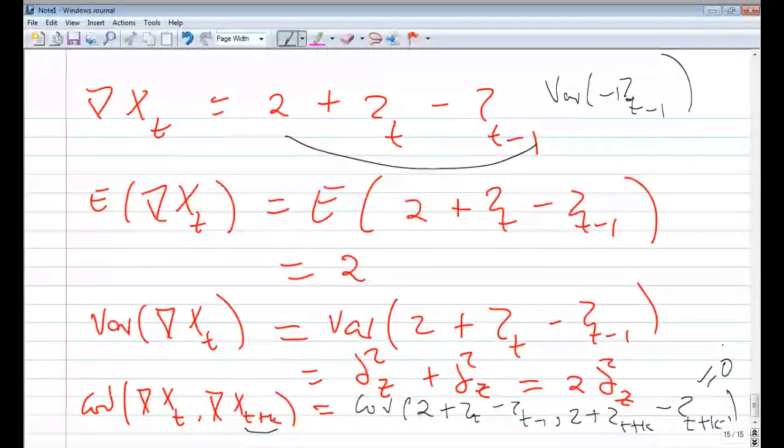So your mean is constant, your variance is constant, your covariance is constant. So therefore, the process change in xt, you don't say the process xt, this time around you say the process change in xt is covariance stationary.